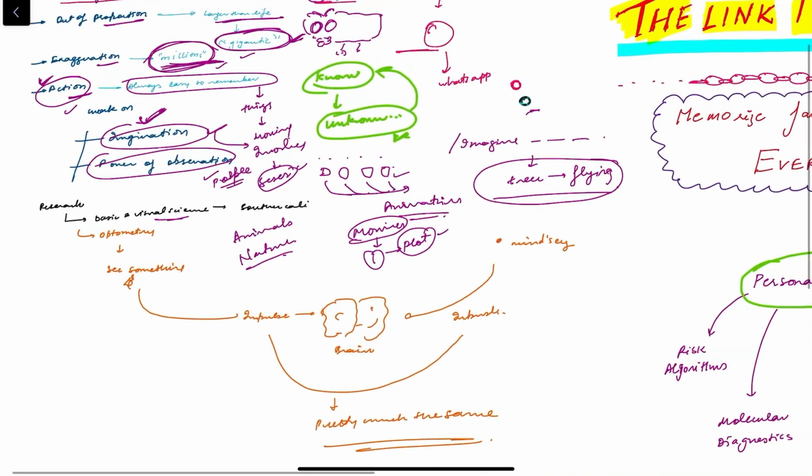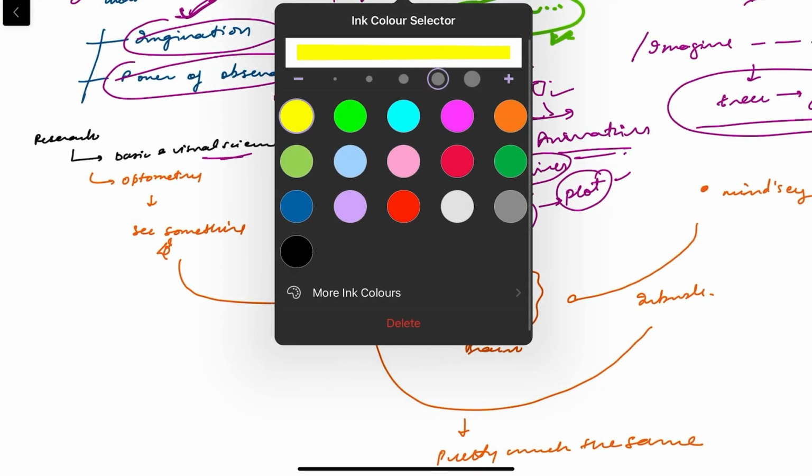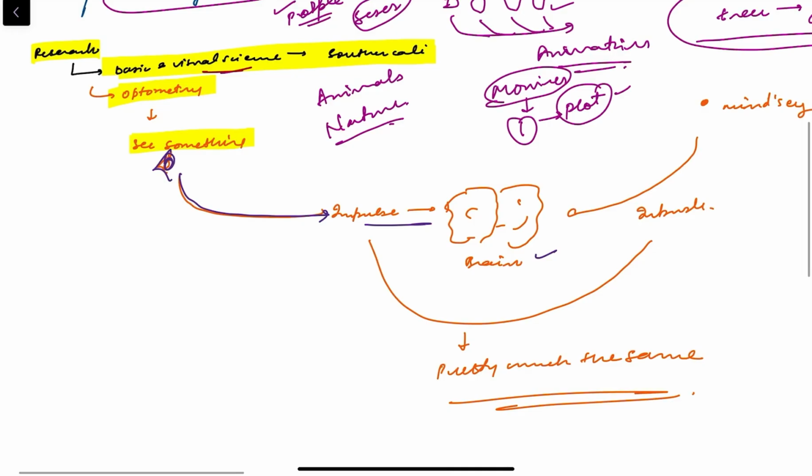Also, one very cool thing is this research. This particular research has shown that it's about basic and visual science. It was done in Southern California and based on optometry. So when your eyes see something, look at something, what happens is the impulse is carried to your brain. Okay, this is your brain. Maybe not yours, maybe someone else's, does not matter.